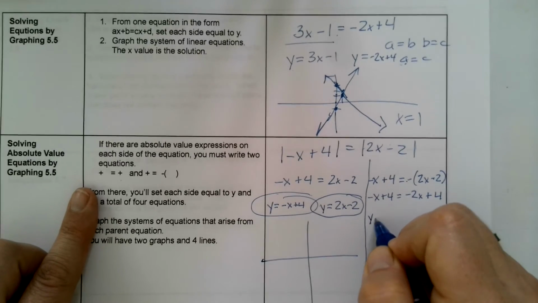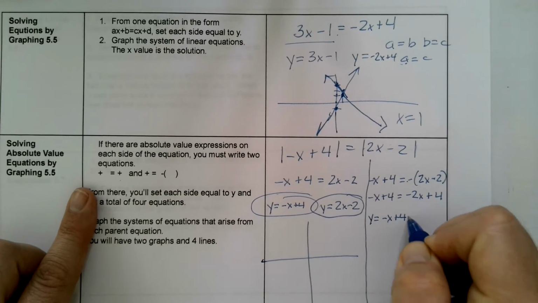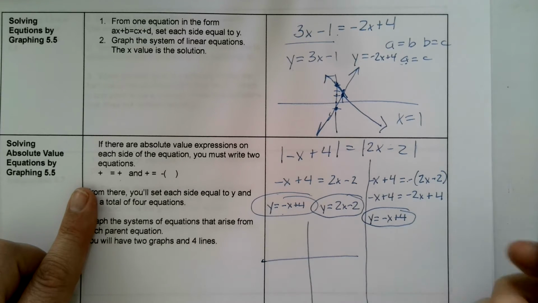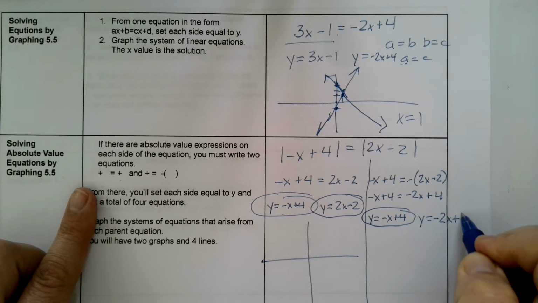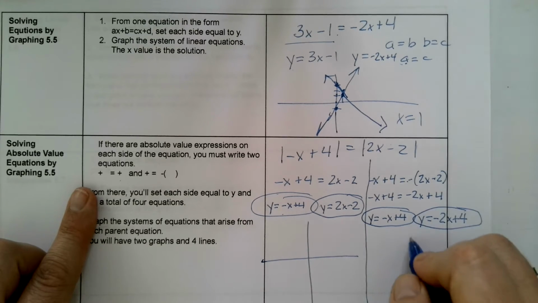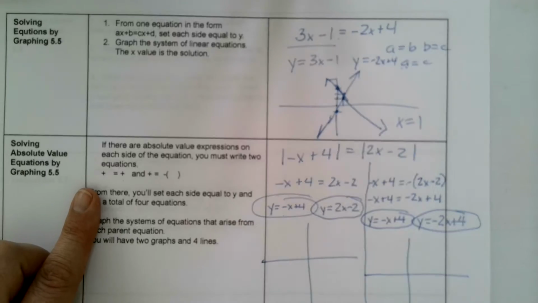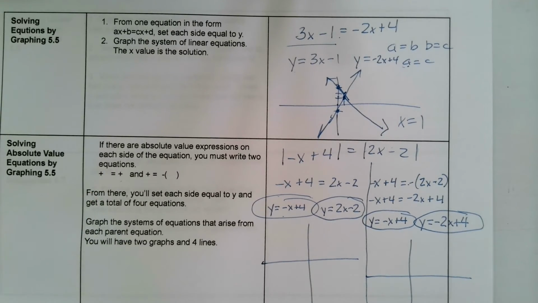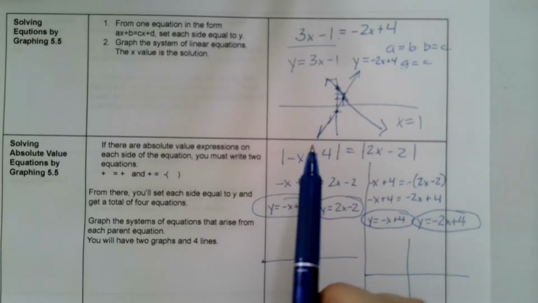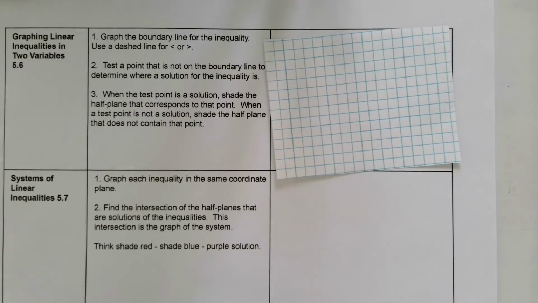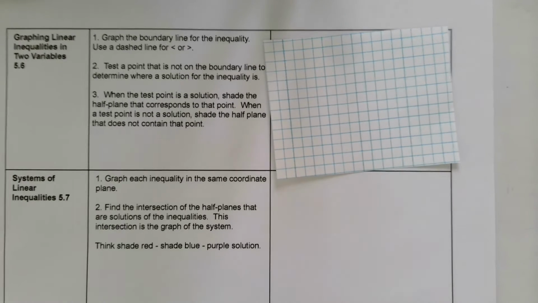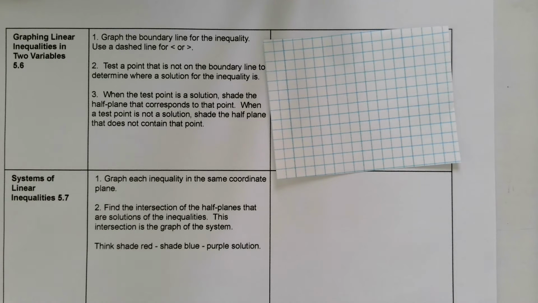Here we're going to have y equals negative x plus 4. Gee, that's the same line we have over here. But over here we're going to have y equals negative 2x plus 4. So that is different, and we end up with two different systems of equations here from this one original absolute value equation. Now, I want you to know and be able to do this, but I'm not going to have this on the test.